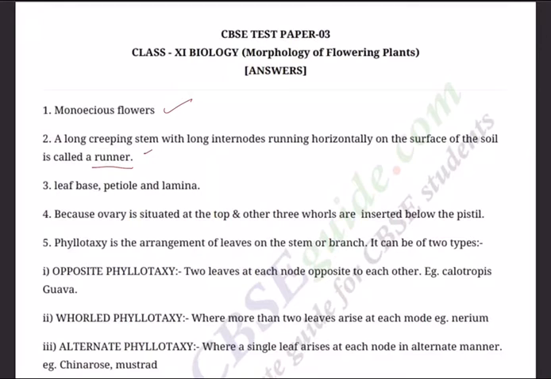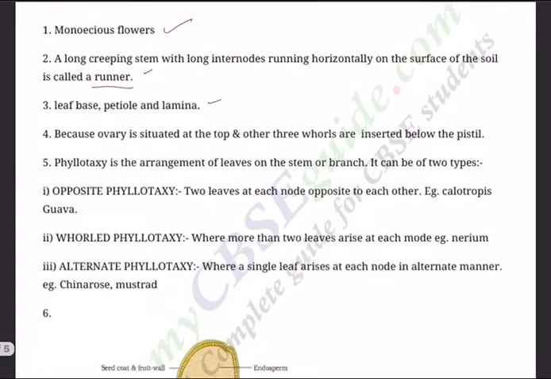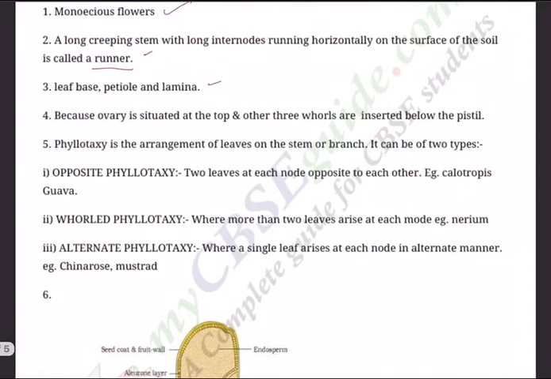Next, question 3. Parts of the leaf: leaf base, petiole and lamina. But what I want you to do is draw the diagram of the leaf and label it. Question number 4. Because ovary is situated at the top and the other 3 whorls are inserted below the pistil. So you know in a flower there are 4 whorls.